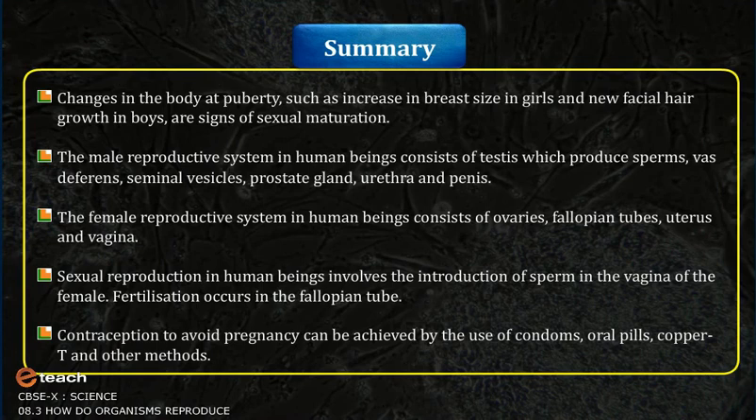Sexual reproduction in human beings involves the introduction of sperm in the vagina of the female. Fertilization occurs in the fallopian tube. Contraception to avoid pregnancy can be achieved by the use of condom, oral pills, copper T, and other methods.